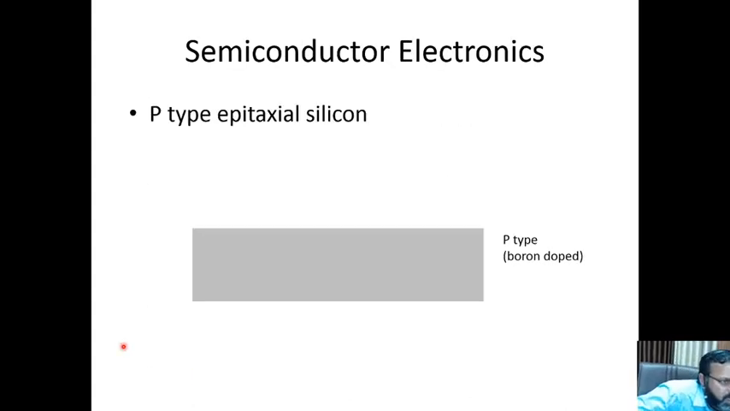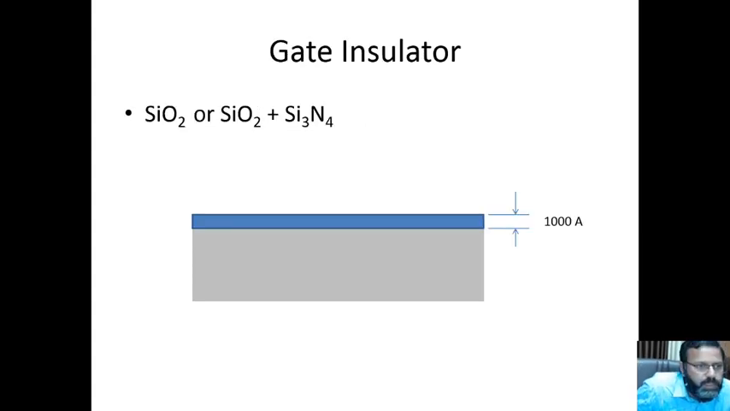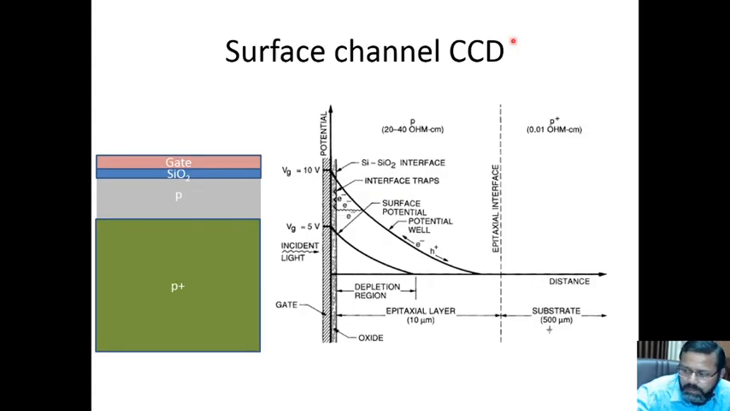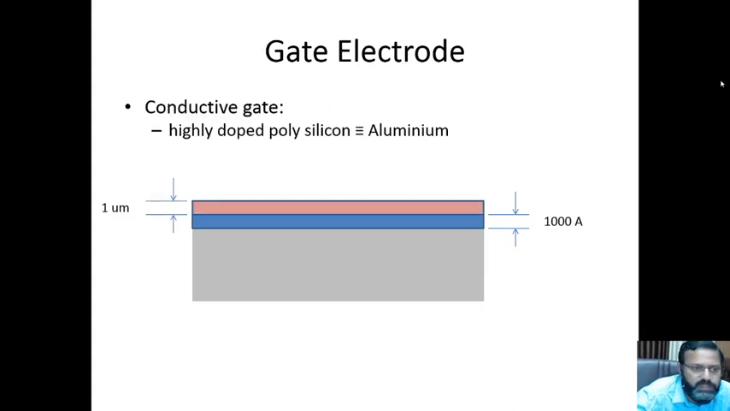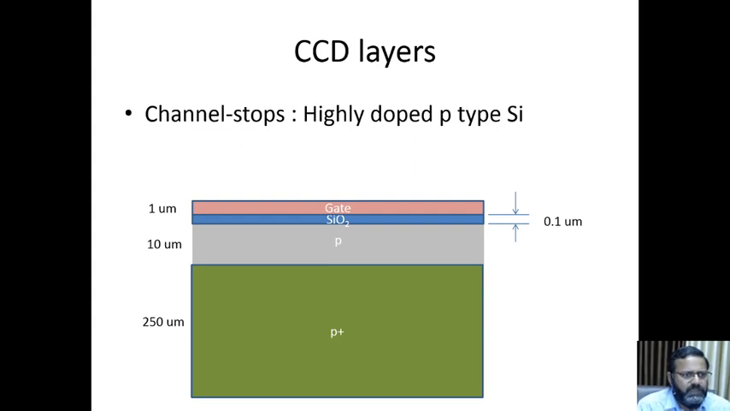So this is a typical construction of a CCD detector, where there is a p-type substrate, which is epitaxially grown, and there will be a silicon dioxide insulator on which the gate electrode is grown. So the gate is made of polysilicon, which has conductivity equivalent to aluminium. So this is the very basic kind of CCD detector.